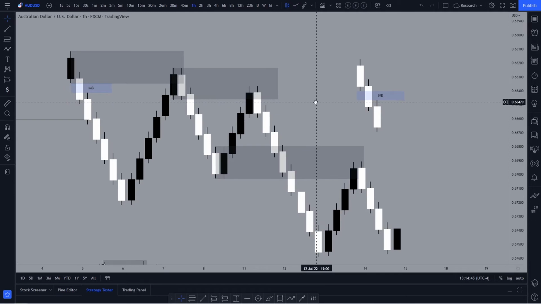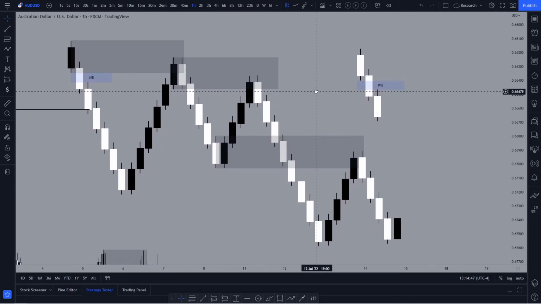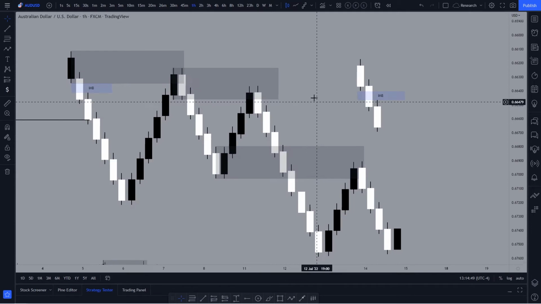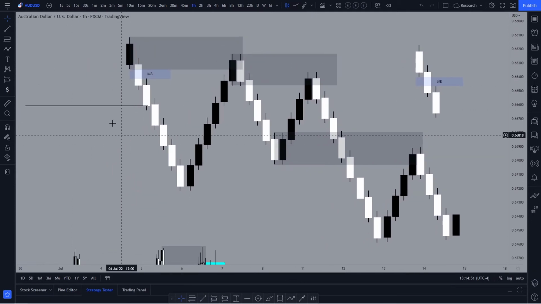Oh wow, that looks a lot better than I thought it would. Nice. Okay, so now to the downside, let's assume that price just broke a low over here, right? This line here indicates that we broke below a low.